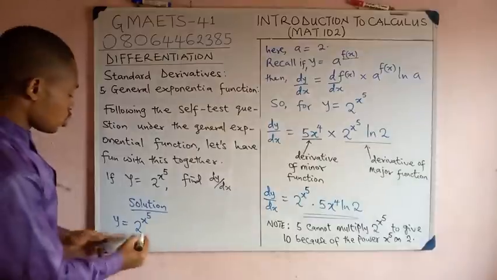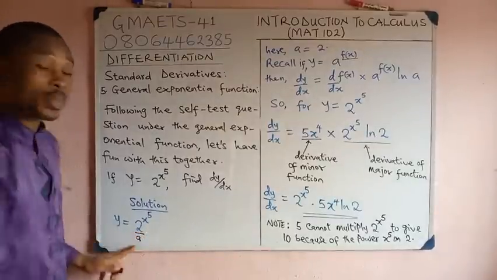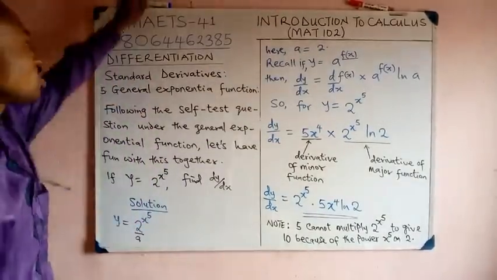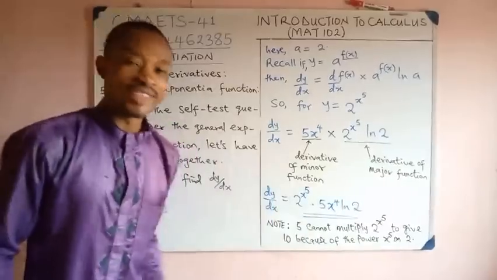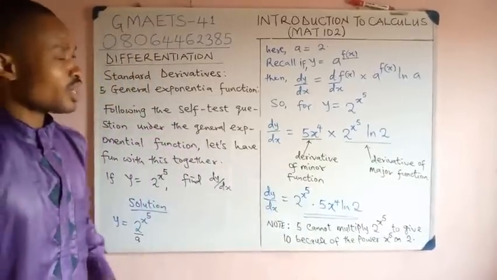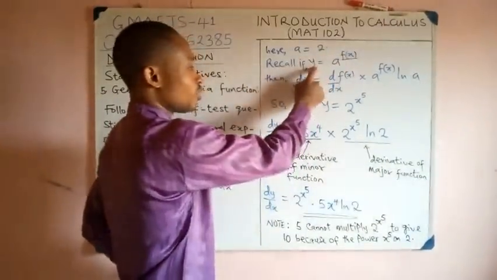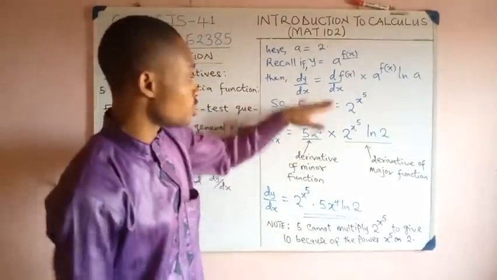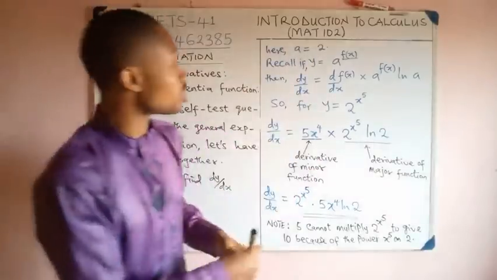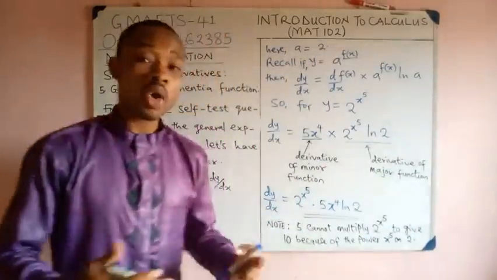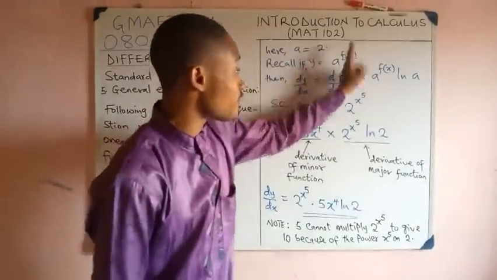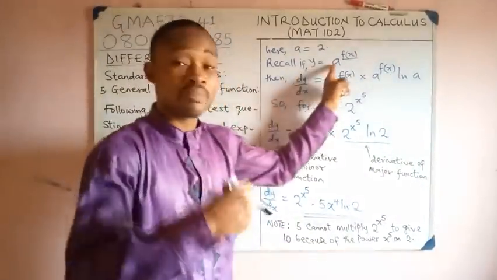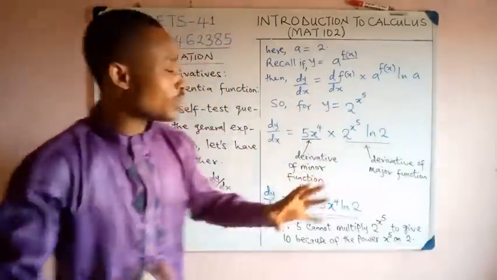Looking at this, 2 here is a constant, so it represents our a. So we've identified a to be equal to 2. It therefore means that this follows the general exponential function derivative pattern. Now I quickly have to recall that if y is equal to a raised to power f of x, to obtain our dy dx, what do we do? This is standard. You differentiate the minor function, which happens to be f of x, then multiply by that same function itself, a raised to power f of x, and then finally multiply by ln of that constant base, a. And so we're going to use that to solve this problem.